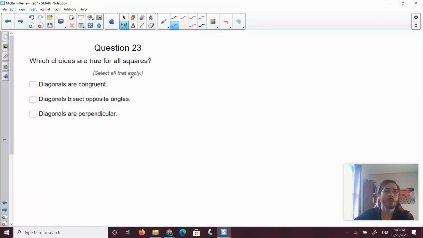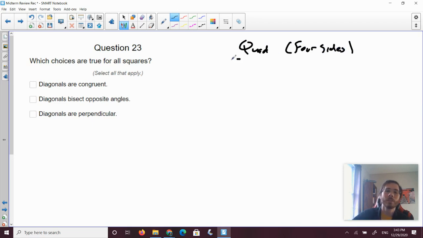All right, for 23, which choices are true for all squares? Now, I haven't done squares yet. That's what we're going to do in the week we get back from break. So the idea here is we have to remember how our quadrilaterals are all related. So you got your generic quadrilateral. There's nothing really special about it. It just has four sides.